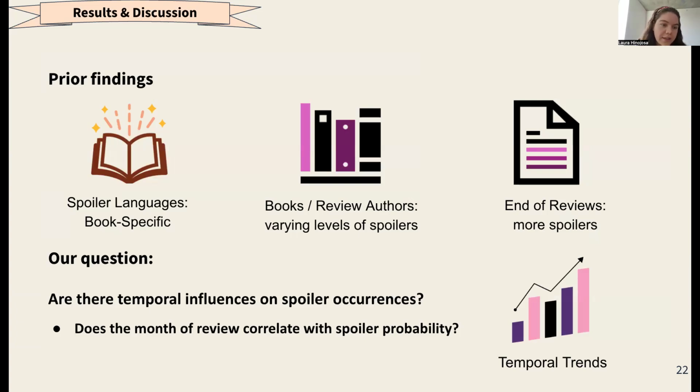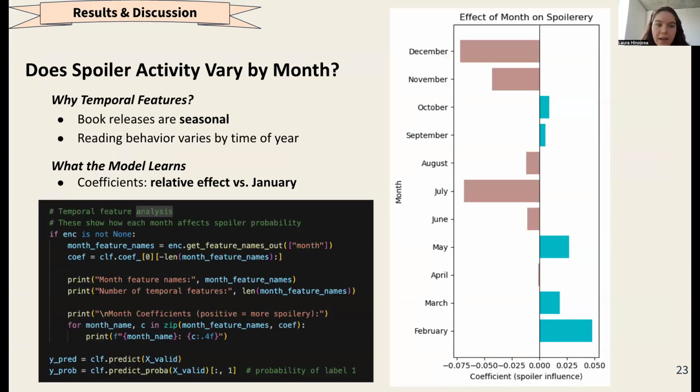And then finally, just to tie everything together from what we did. We knew that the spoilers were book specific. There was a lot of variation between books and review authors, and also this tended to happen at the end of reviews. So we incorporated all of this information to create two different models, one of which had a temporal feature, which was one of our main interests, to see whether this was going to improve our ability to detect spoilers.